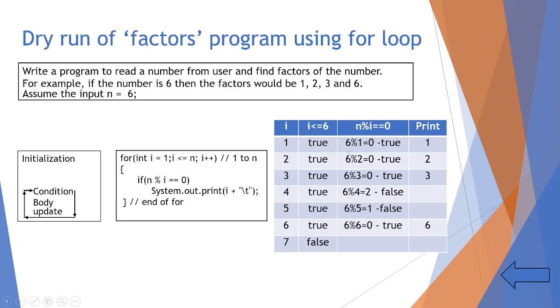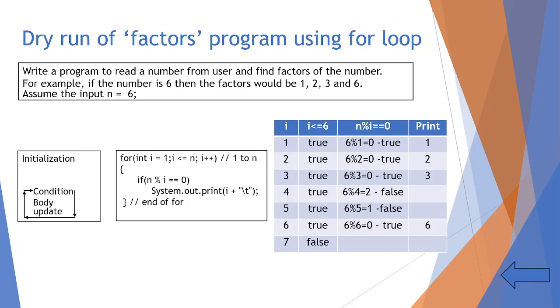Is 6 modulo 1 double equals 0? That means is 6 evenly divided by 1 or not? Yes, it is divisible and the answer is 0. So when it compares double equals 0, it returns true. Then print i, print whatever is there in i. Then i plus plus. Is 6 divisible by 2? Yes, the remainder is 0. So true and it prints 2. Is 6 divisible by 3? Yes, prints 3.